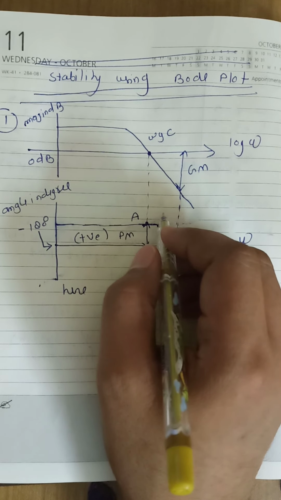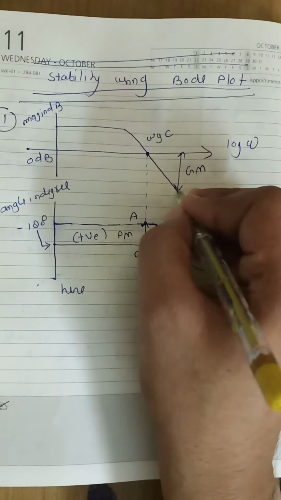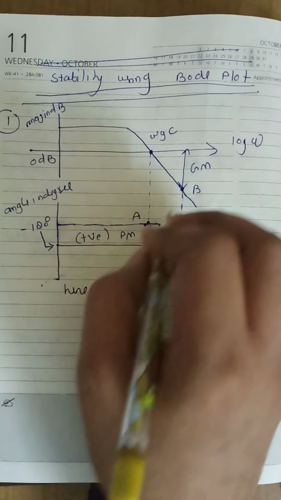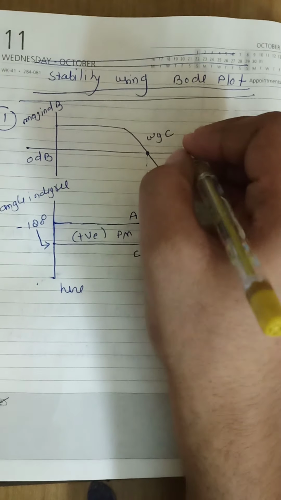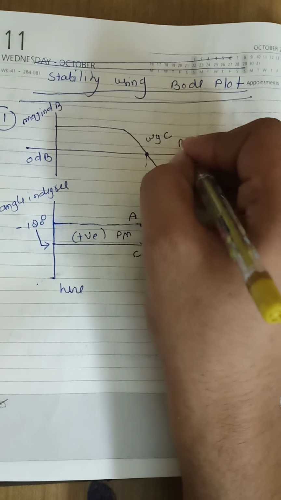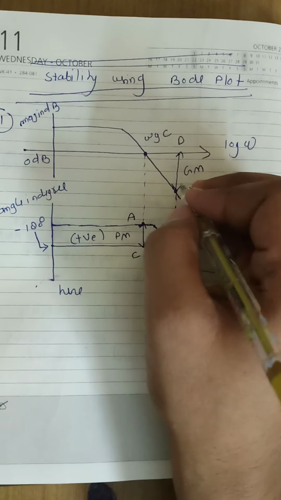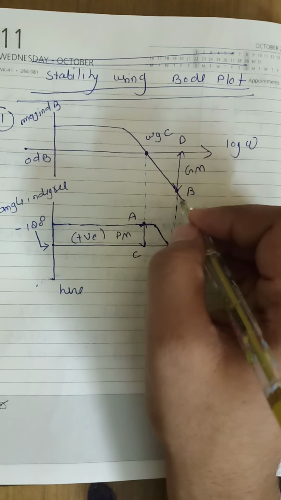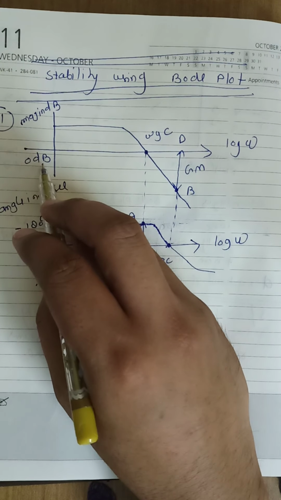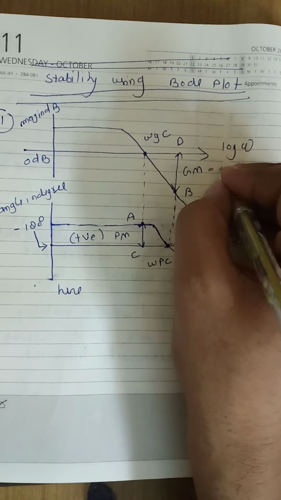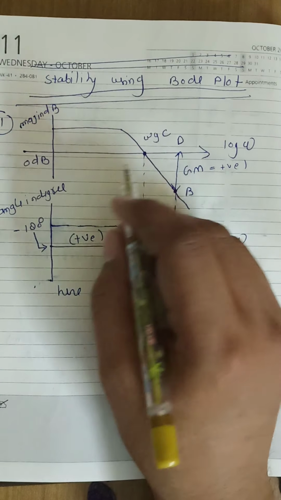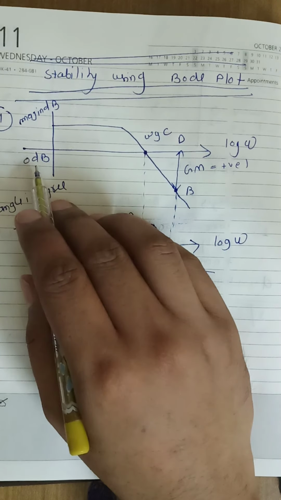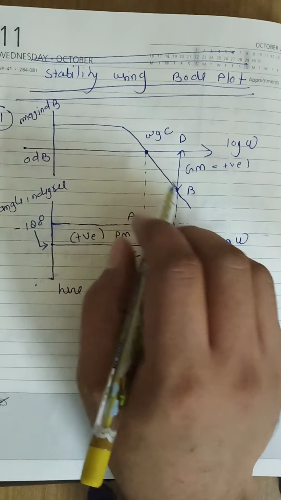Let the intersection point be represented by B. The distance between point B and the 0 dB line, suppose D, so the distance BD is the gain margin. If point B, or intersection point, is below the 0 dB line, the gain margin is positive.